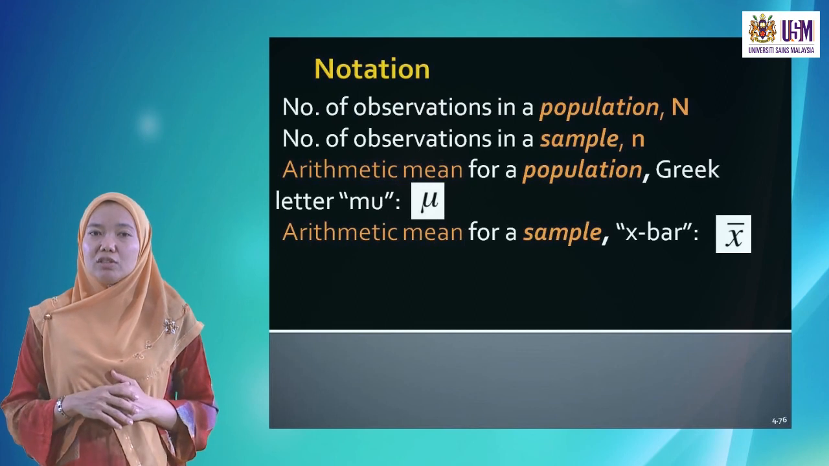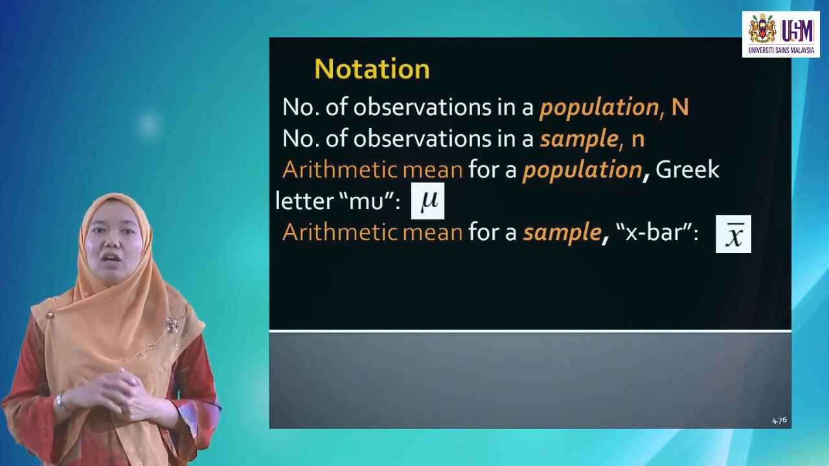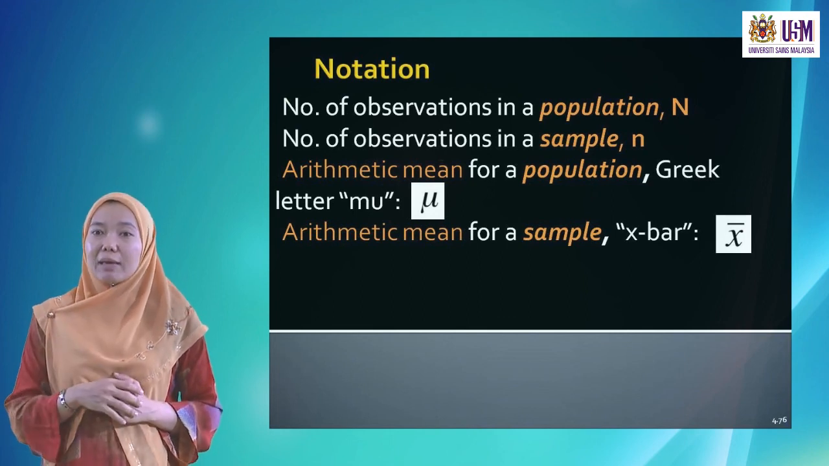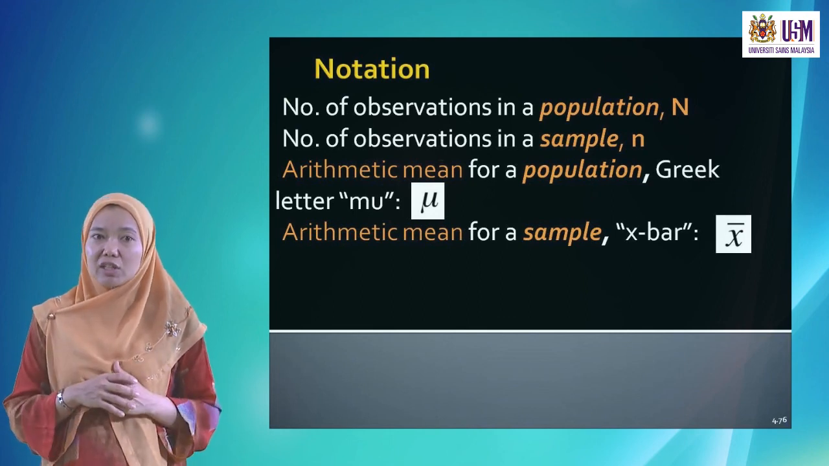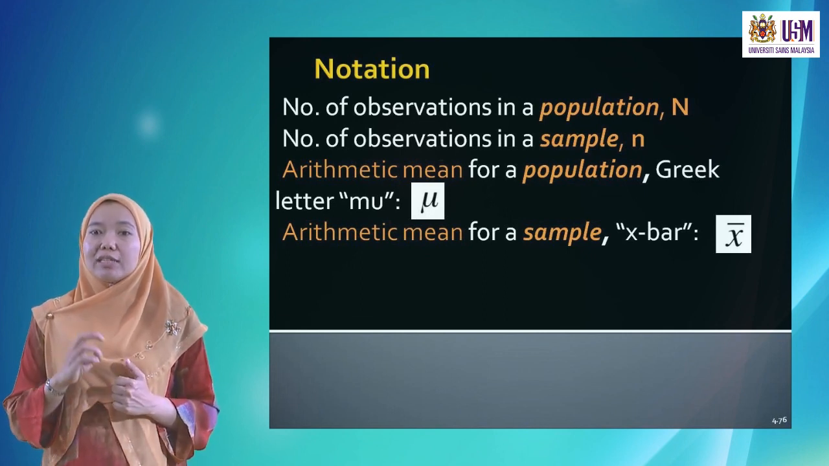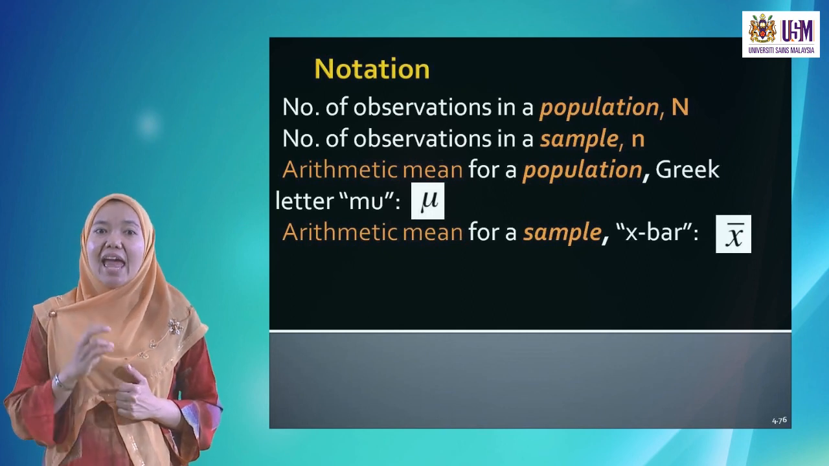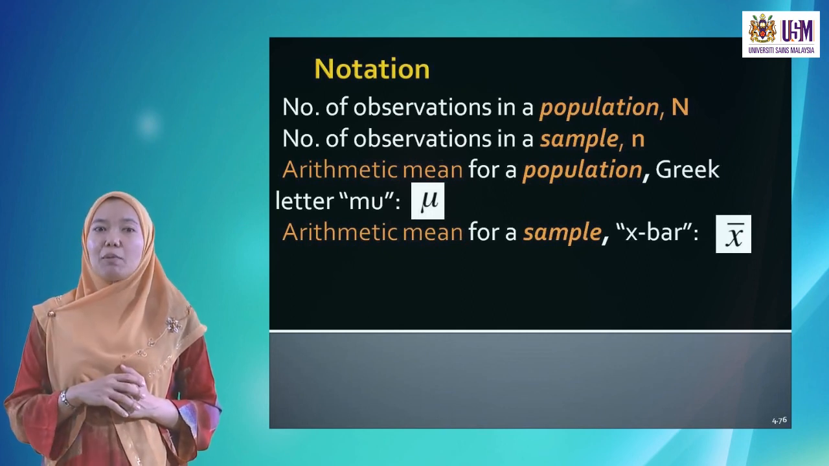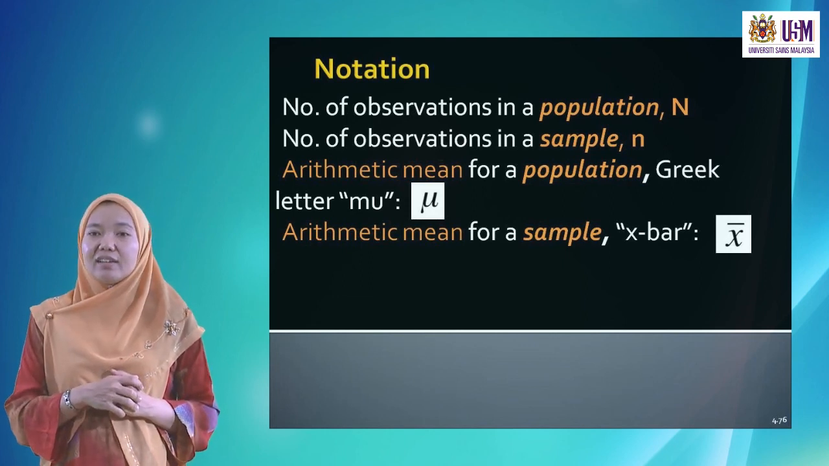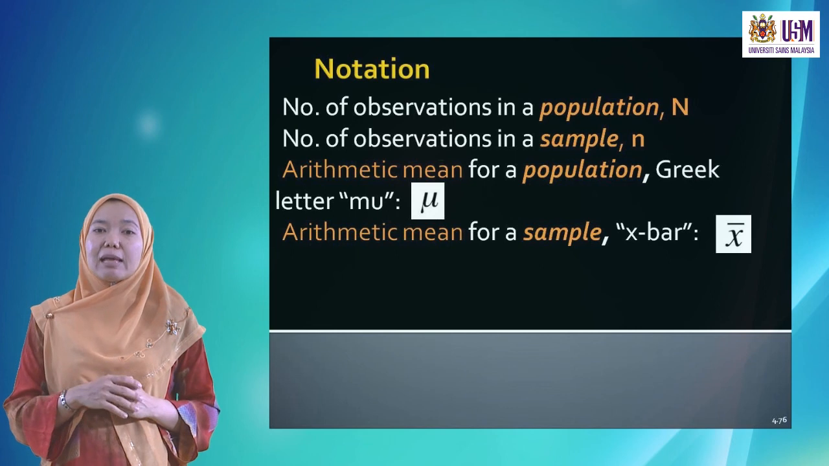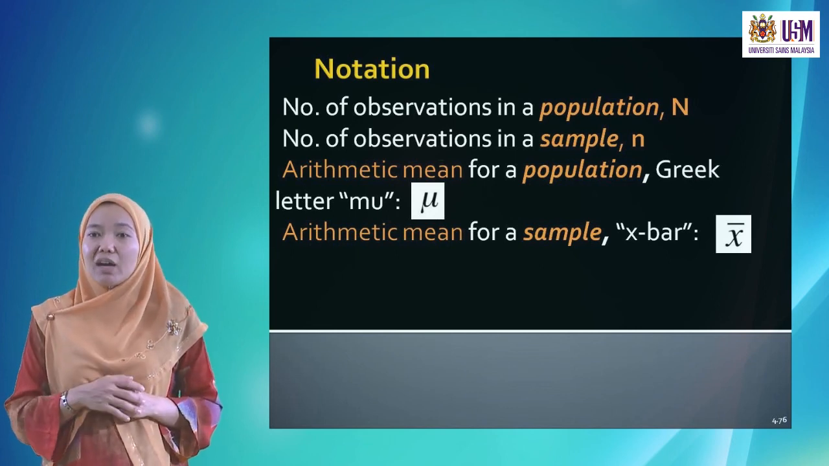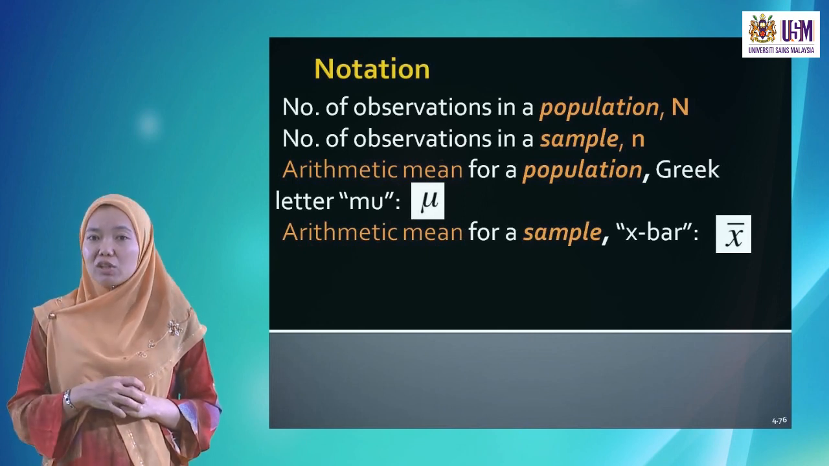So this is notation on the symbol that we use. The number of observations in a population, we use capital N. This is standard notation. For the number of observations in a sample, we use small n. And for the arithmetic mean of a population, we use the symbol mu, that is a Greek symbol, while for the arithmetic mean of a sample, we use x bar, small x with a bar on top.